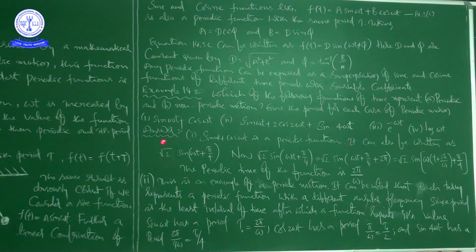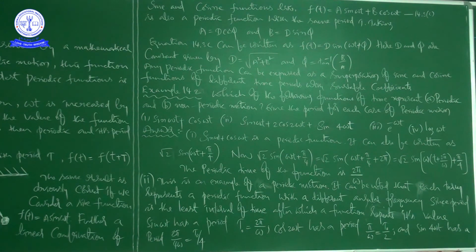First we take this function, sin omega t plus cos omega t. This is a periodic function. It can also be written as root 2 sin of omega t plus pi by 4.